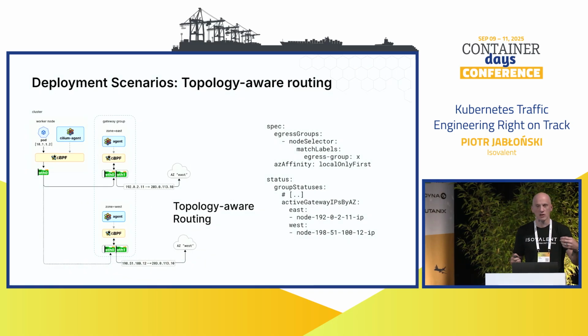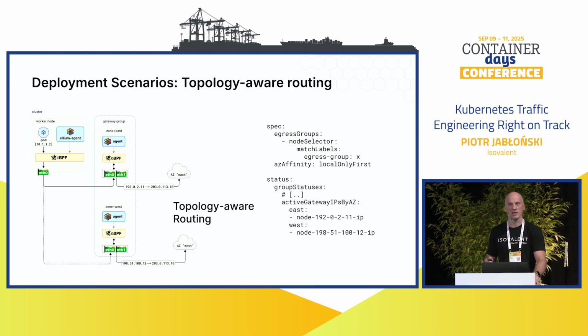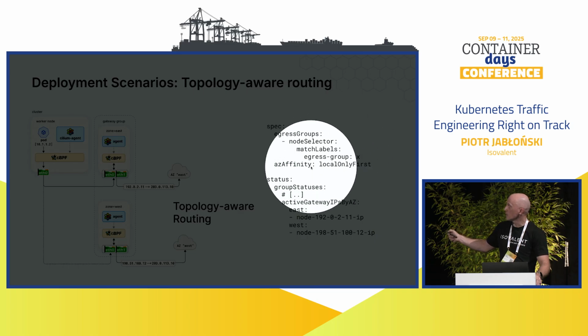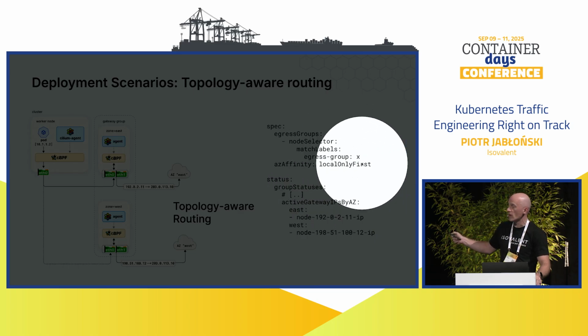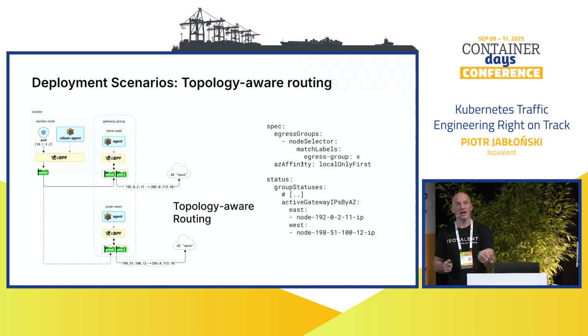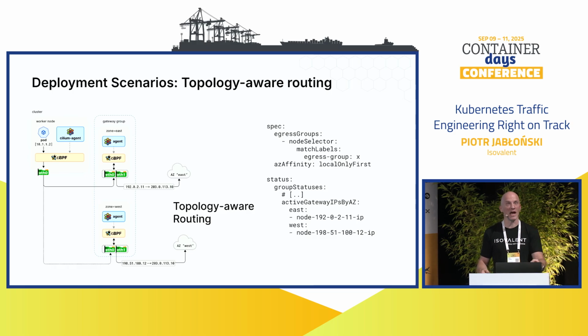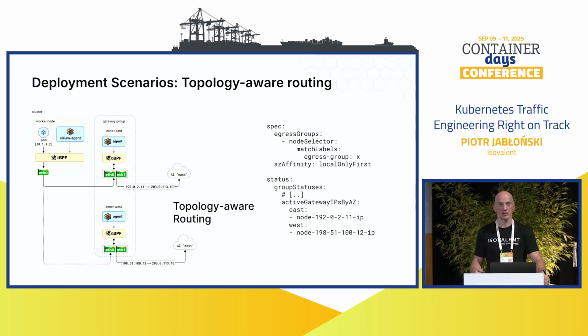To make this routing decision, pushing the traffic outside based on the availability zone, you can add the affinity keyword like local only first. This is the example where the local gateways will be chosen as first choice to exit the specific availability zone. So in that case, you can reduce significantly cost for cross-availability zone charges, cross-availability zone traffic.